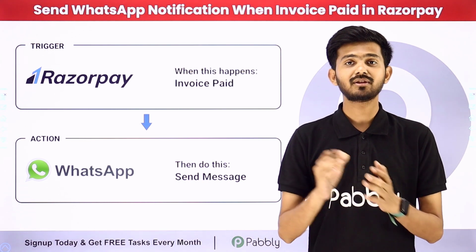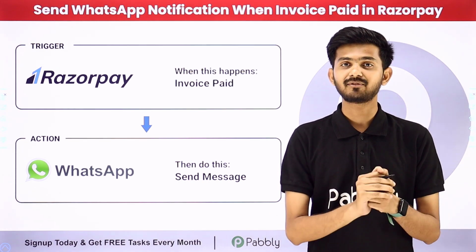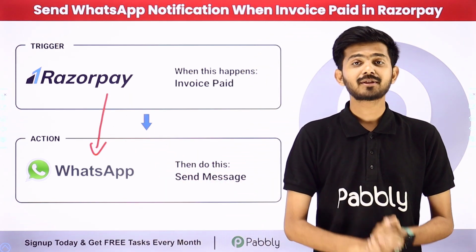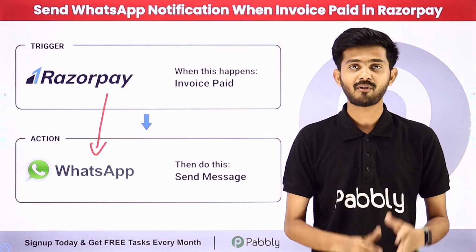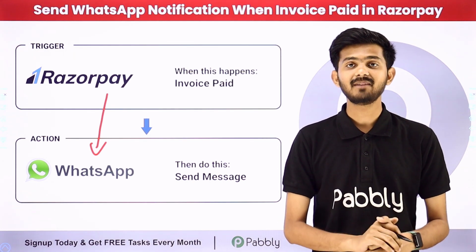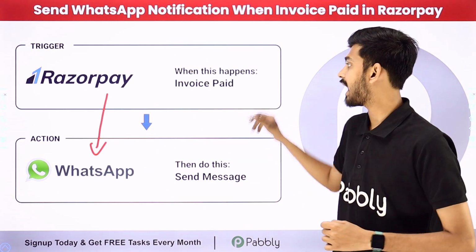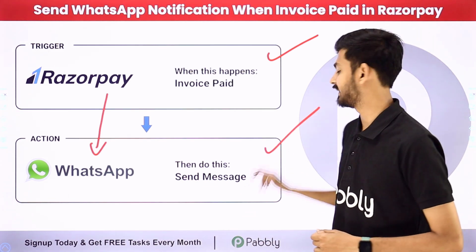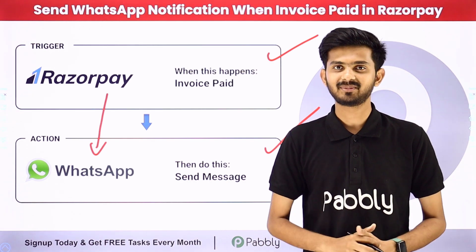So for sending the message on WhatsApp, I'm going to use WhatsApp Cloud API, and for my objective, I have to build a connection between Razorpay and WhatsApp Cloud API. So for building this connection, I'm going to use Pabbly Connect, which is an amazing software for automation and integration. In Pabbly Connect, I have to use trigger and action. In trigger application, I'm going to use Razorpay. In action application, I'm going to use WhatsApp Cloud API. So how I'm going to build this connection? For that, let me take you to my computer screen.